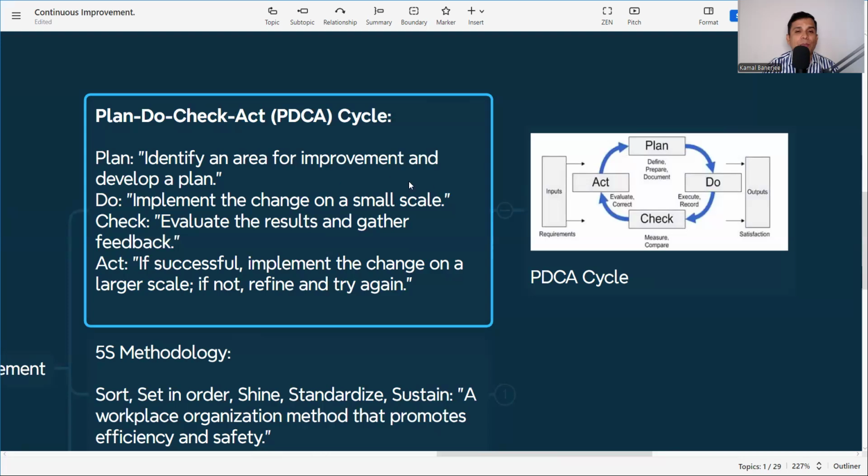Thus, identify an area of improvement, implement the change on a small scale, evaluate the result and gather feedback. If successful, implement the change on a larger scale. If not, redefine and retry. Why? Because it is a continuous process. That is why you need to redefine and try again. So this is the PDCA cycle. It is widely used in the industry, in any industry, to make continuous improvement.